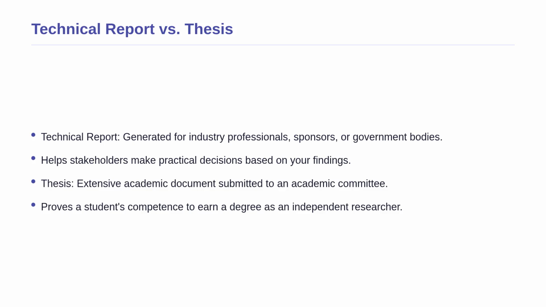Now that we know why we need structured documents, let us look at the two main types you will encounter. A technical report is typically written for industry professionals, sponsors, or government bodies. It is designed to help them make practical, real-world decisions, like whether to invest millions into a new technology. A thesis, on the other hand, is an extensive document you submit to an academic committee. It is the ultimate proof that you have transitioned from a mere student to an independent researcher capable of contributing new knowledge to humanity.